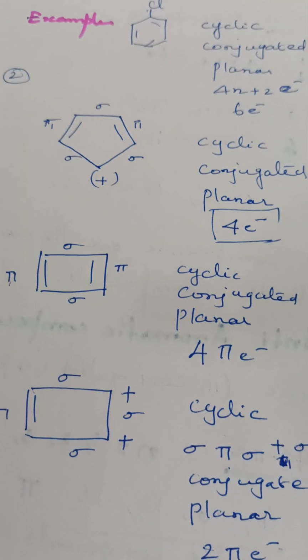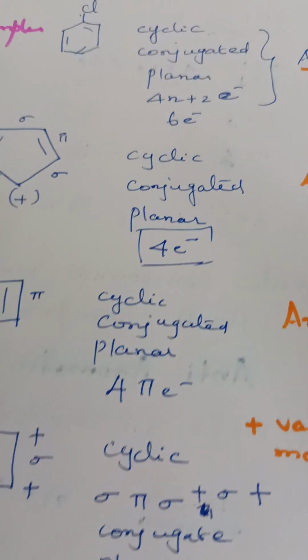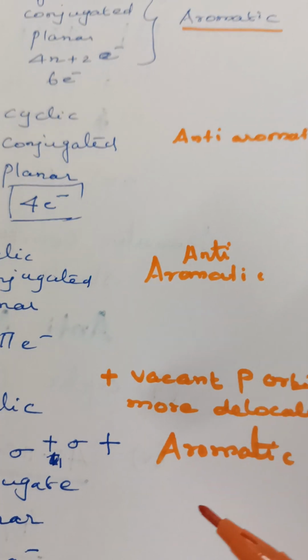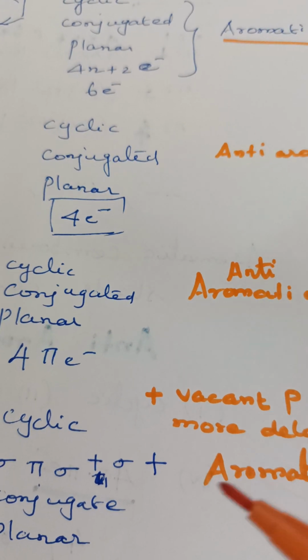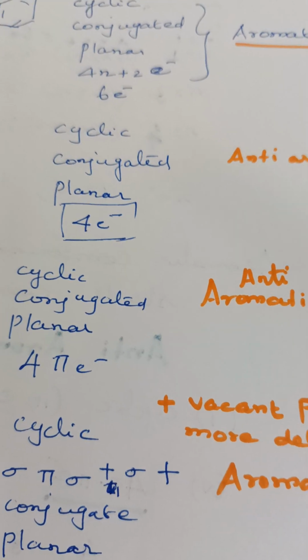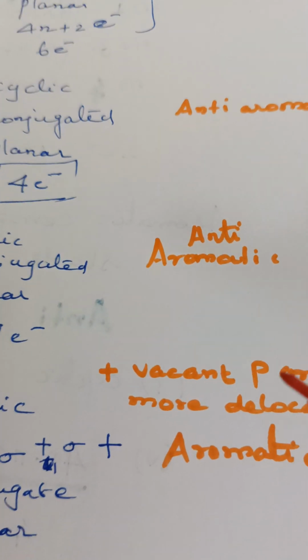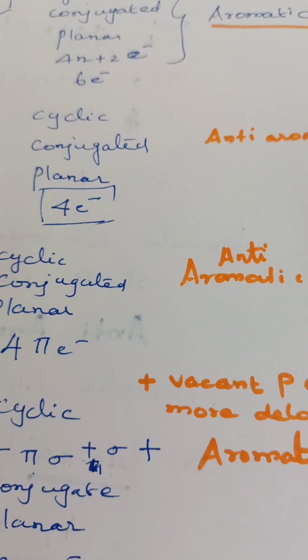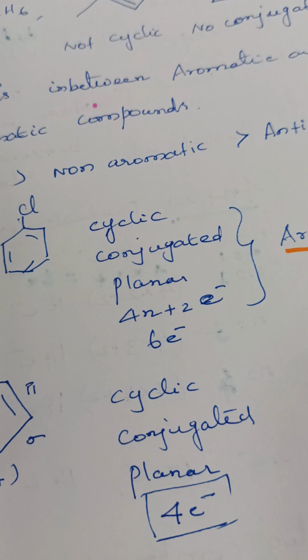This compound is planar. How many pi electrons are present? Only 2 pi electrons are present. 2 pi electrons present means that it is aromatic. In the 4n plus 2 rule, n equal to 0 means 2 pi electrons, then it is aromatic. A vacant p orbital means the compound is more delocalized. Let us see some other examples also.